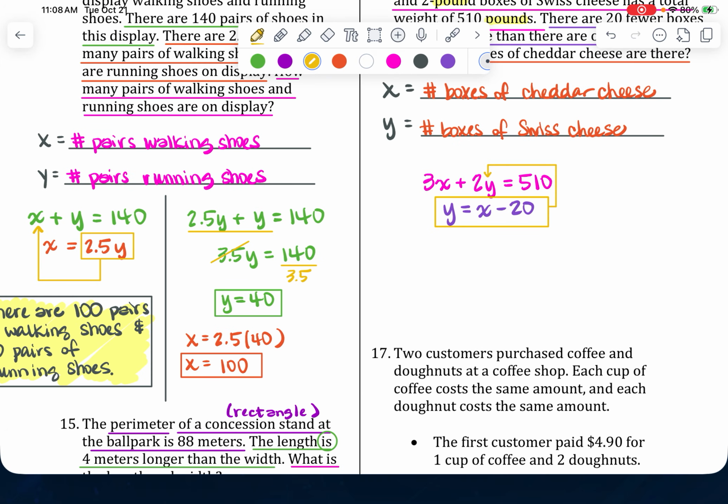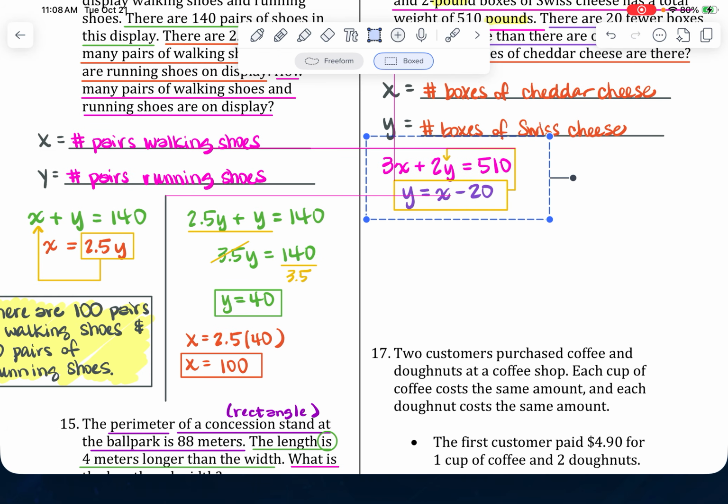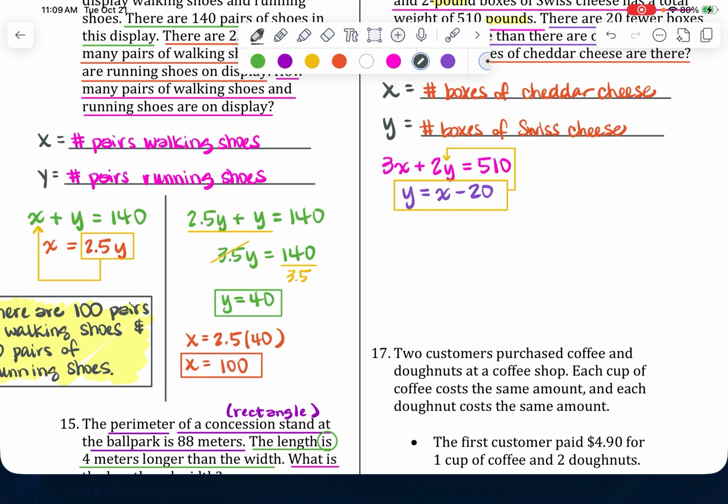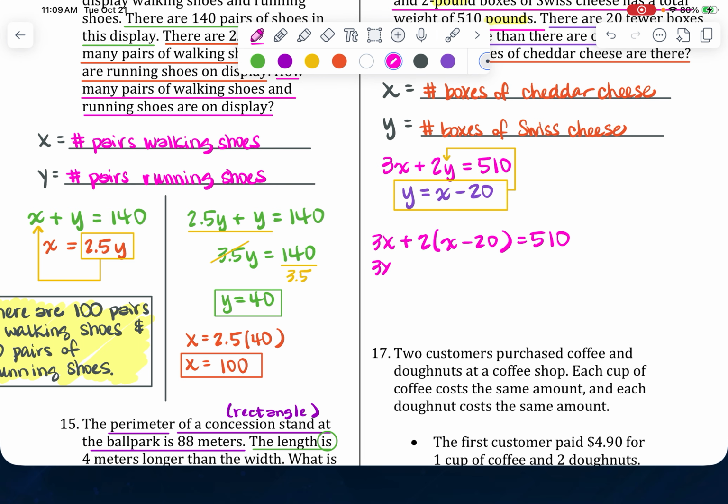All right, so I don't have a lot of room to work here, so let me scooch that over there. Okay, so I'm going to completely rewrite that top equation, 3x plus 2, but instead of y, times x minus 20 equals 510. All right, I'm going to go through this pretty quickly. I'm going to distribute, so 2x minus 40. I'm going to combine like terms, so I have 5 total x's. I'm going to add the 40 to the other side, which gives me 550.